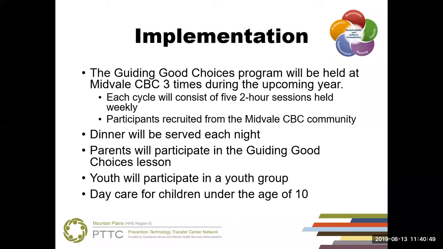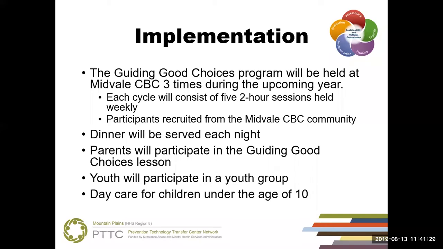So based on our plan, the Guiding Good Choices program will be held at Midvale CBC 3 times during the upcoming year. Each cycle will consist of 5 2-hour sessions that are going to be held weekly from 5:30 to 7:30 p.m. in the evening. We determine that time frame because that gives working parents enough time to get off work and to get to the program with their children. Participants are going to be recruited from the Midvale CBC community, and they must have 1 child between the ages of 10 and 14 to be eligible, but they can bring all their children to the program regardless of age.